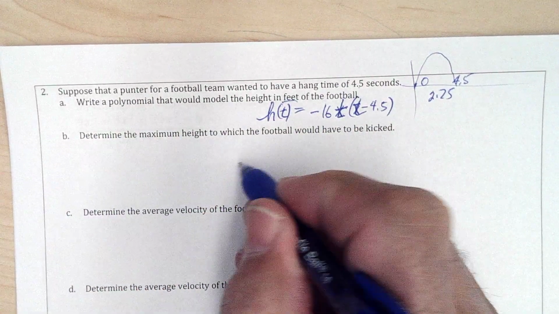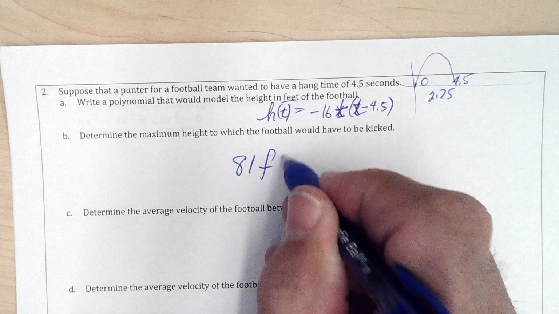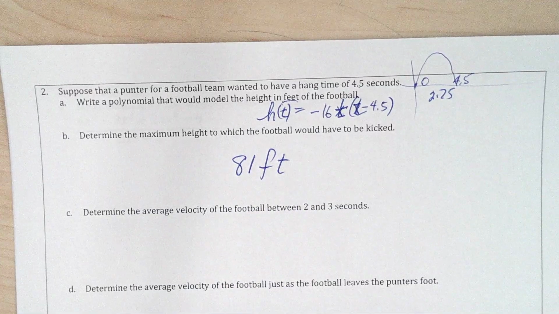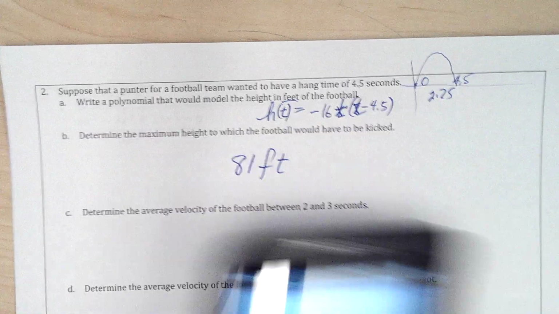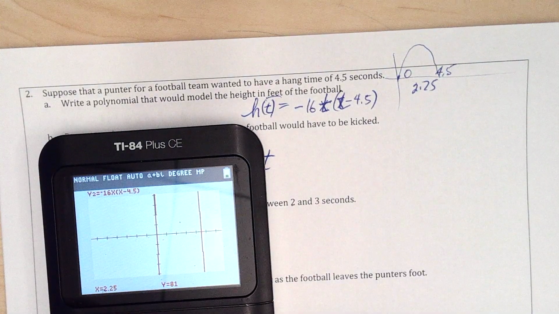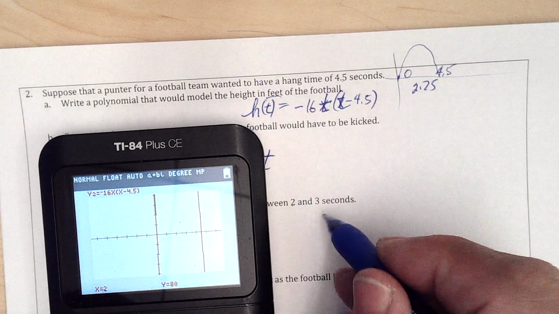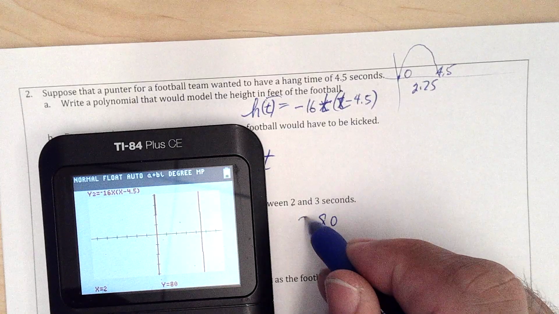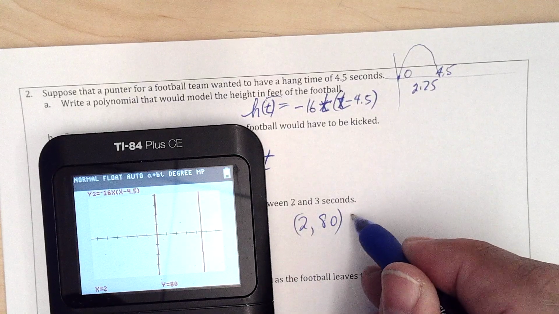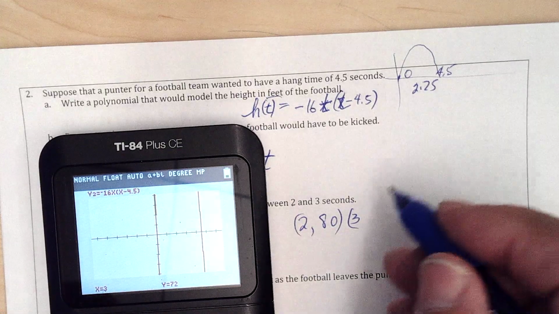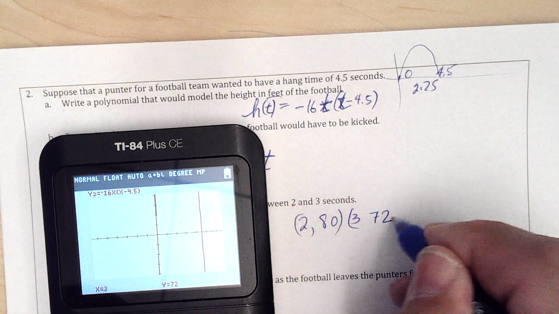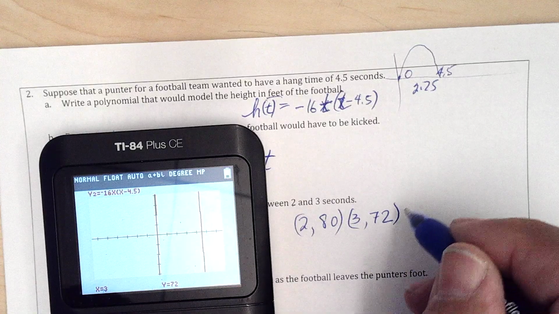Determine the maximum height, 81 feet. What's the average velocity between 2 seconds and 3 seconds? So I want to find out the height at 2. 2, enter, and it says it was at 80. And at 3 seconds, it's at 72, so it's on its way down.